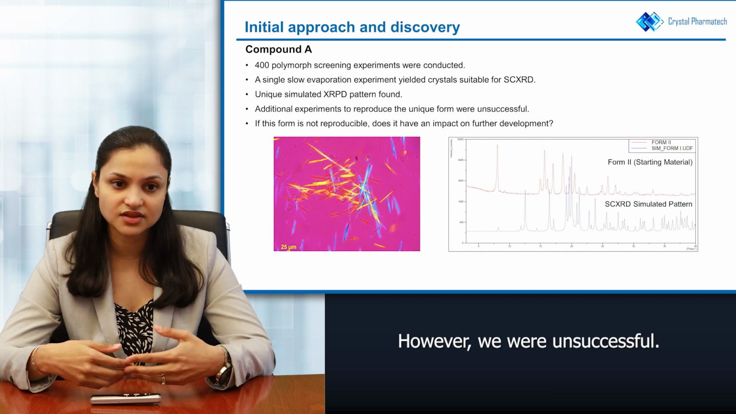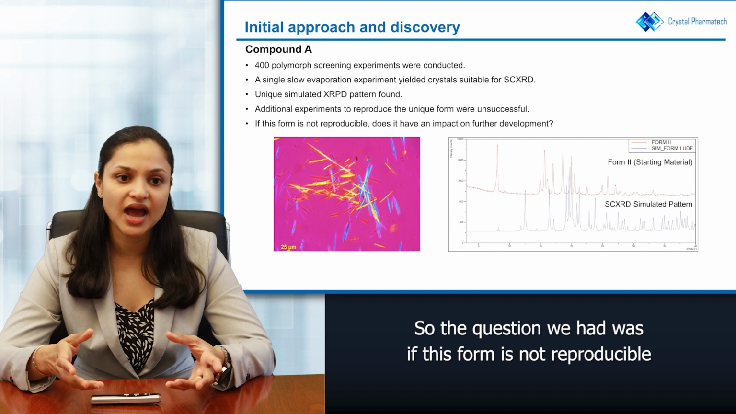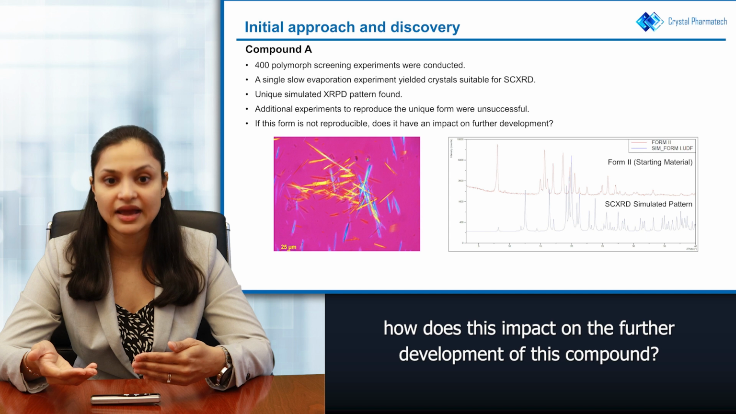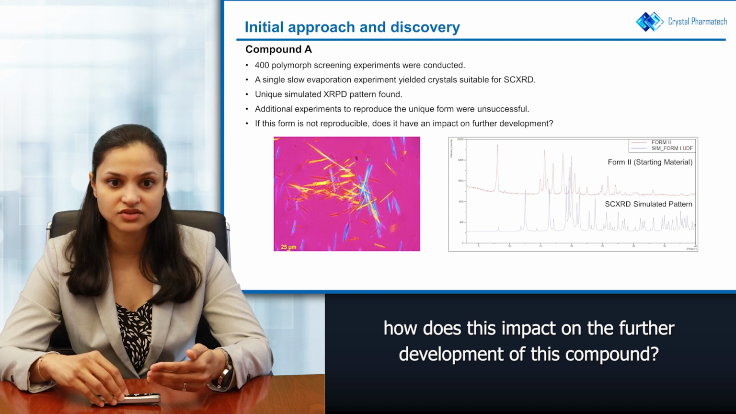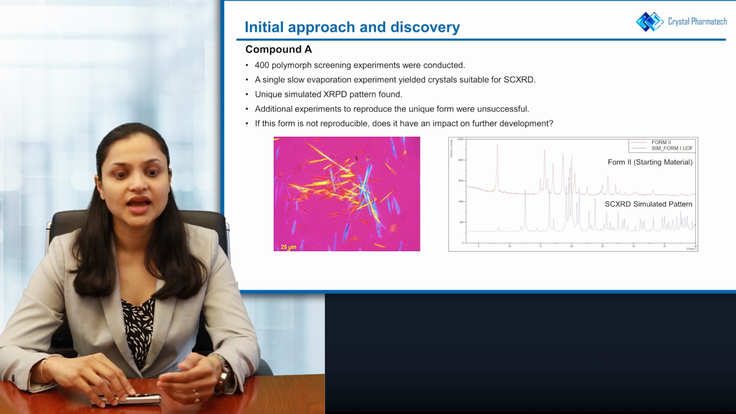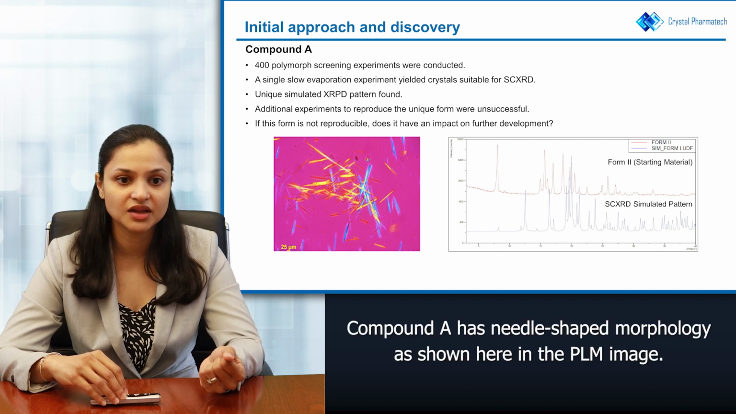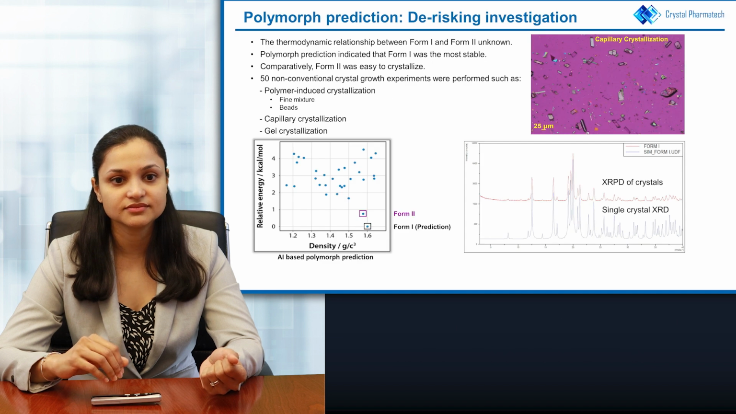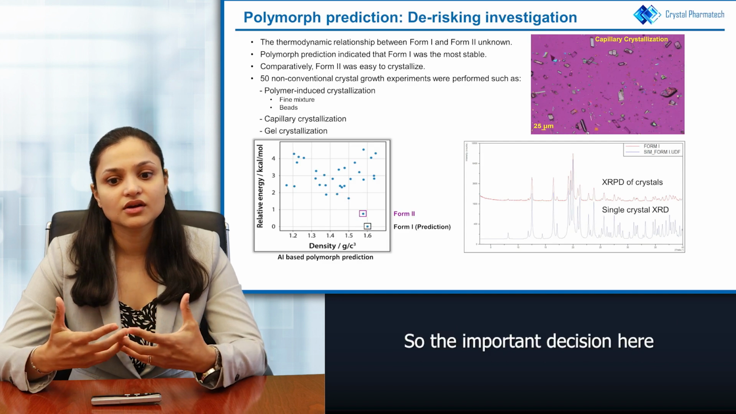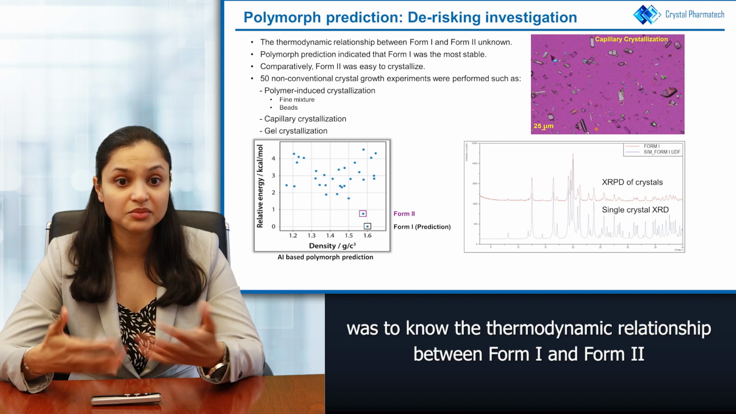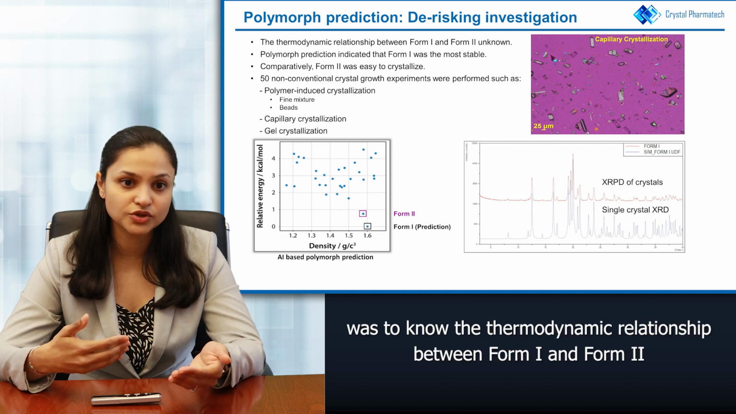However, we were unsuccessful. So the question we had was, if this form is not reproducible, how does this impact the further development of this compound? And just to note, compound A has needle-shaped morphology, as shown here in the PLM image. So the important decision here was to know the thermodynamic relationship between form 1 and form 2.